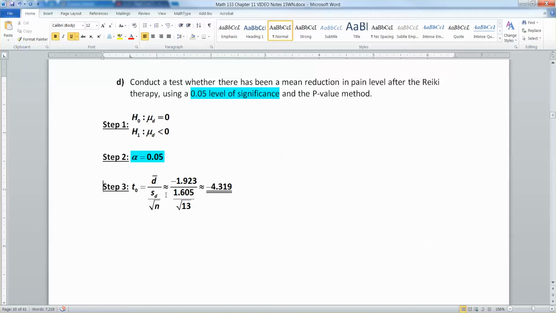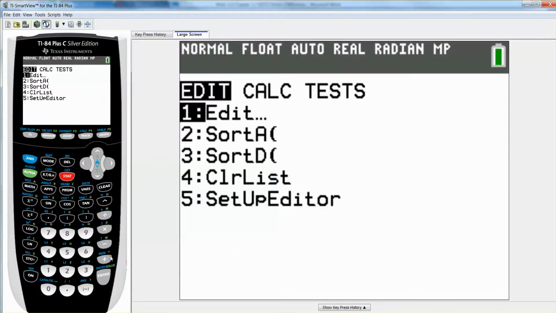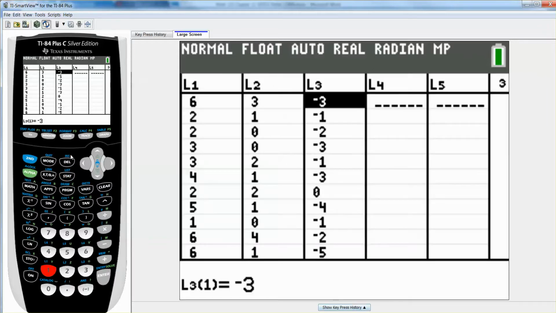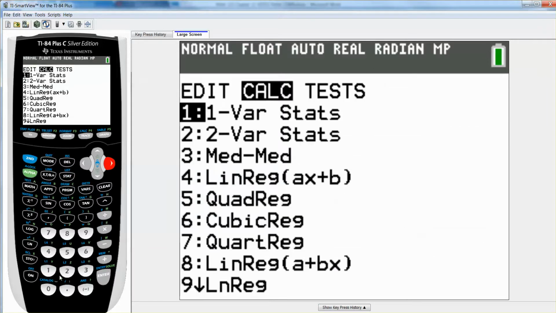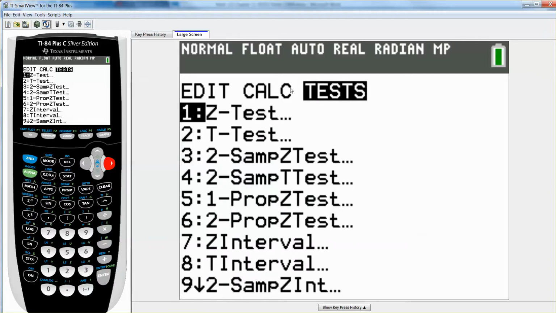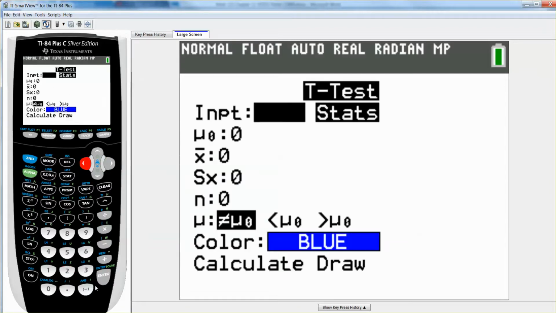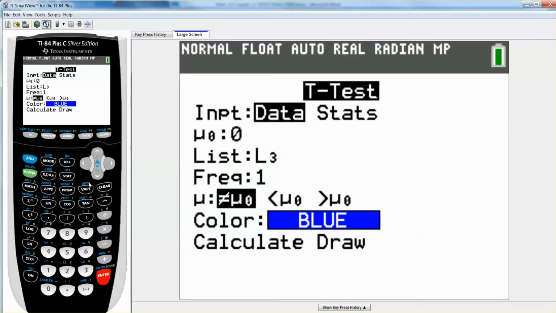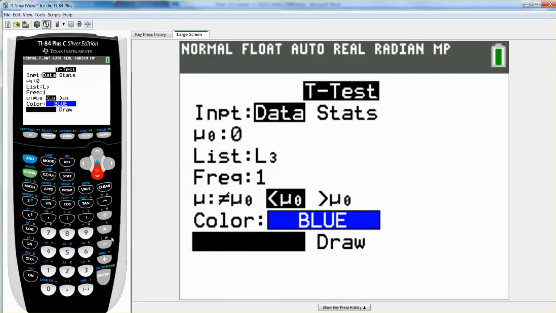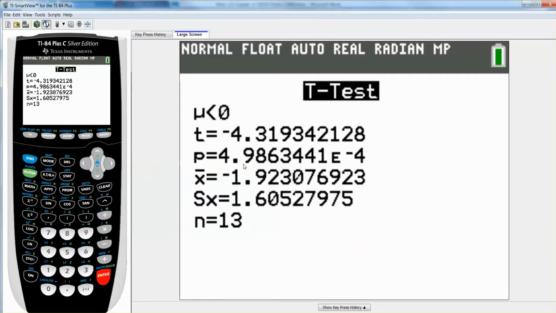And as much as I'd love to tell you you're going to do a fabulous job of doing this all the time, that's not always the case. So let me just show you here. Stat, calculate, tests, number 2, t-test. We're going to choose it from data, and our data is in L3, and our mean difference is 0, and we wanted a less than test. Go down to calculate and press enter. And there we have it, negative 4.319.